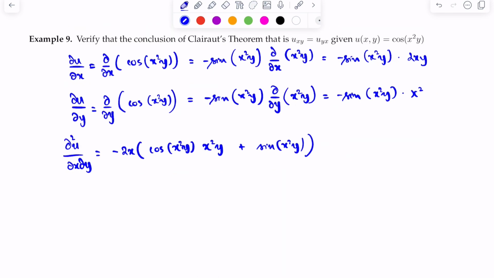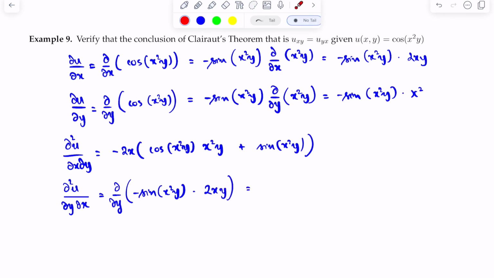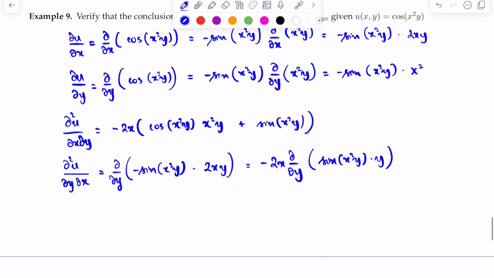So for the other mixed partial derivative, partial square u, partial y, partial x, you do partial y of negative sine of x squared y times 2xy. When you take the derivative of the function with respect to y, x is a constant, so I'm going to pull out 2x here because it's just a constant multiple, together with the negative sign. So you can rewrite this as negative 2x times partial y of sine of x squared y times y. And you apply the product rule of differentiation for this function.